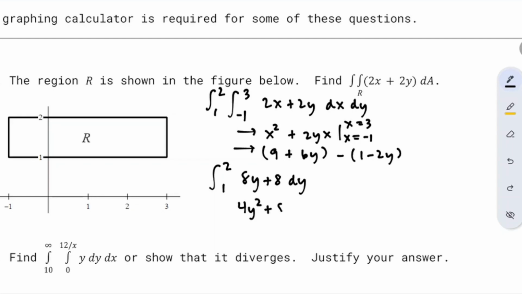4y squared plus 8y, y going from 1 to 2. And then that would be 4 times 4 is 16, plus another 16, minus 4 plus 8 is 12. That would equal 20. I'm ready to move on.